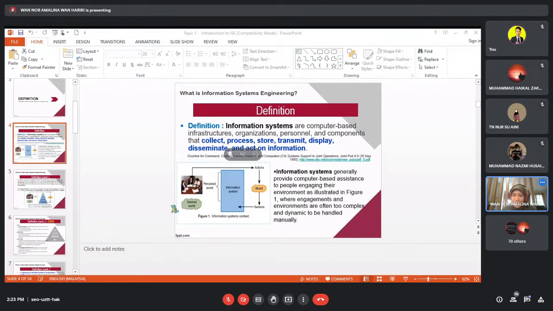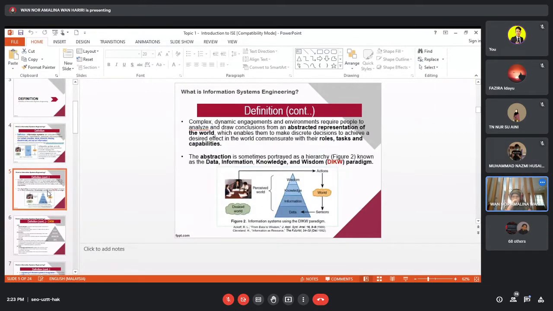But now we are using the computer as the technology on how to do all the activities as mentioned in the definition. All of these we use the computer to do. So when we talk about information systems, we cannot run away from using the computer as the technology, right?